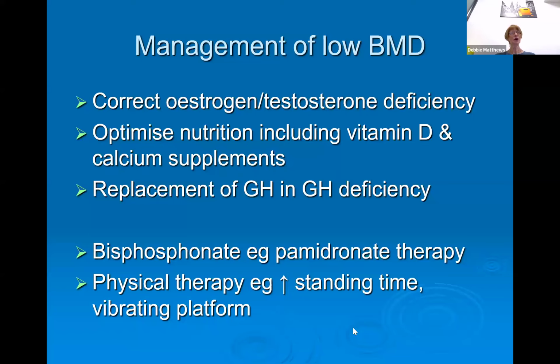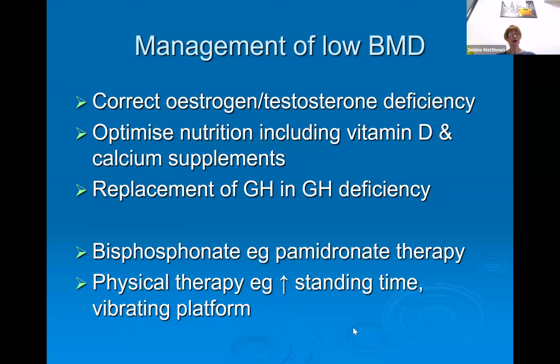So management of low bone mineral density: correcting estrogen and testosterone deficiency, really, really important. Optimizing nutrition, including vitamin D and calcium supplements. We can usually manage the vitamin D and calcium supplements, but really correcting and optimizing nutrition can be really challenging. And then replacement of growth hormone in those who are found to be growth hormone deficient.